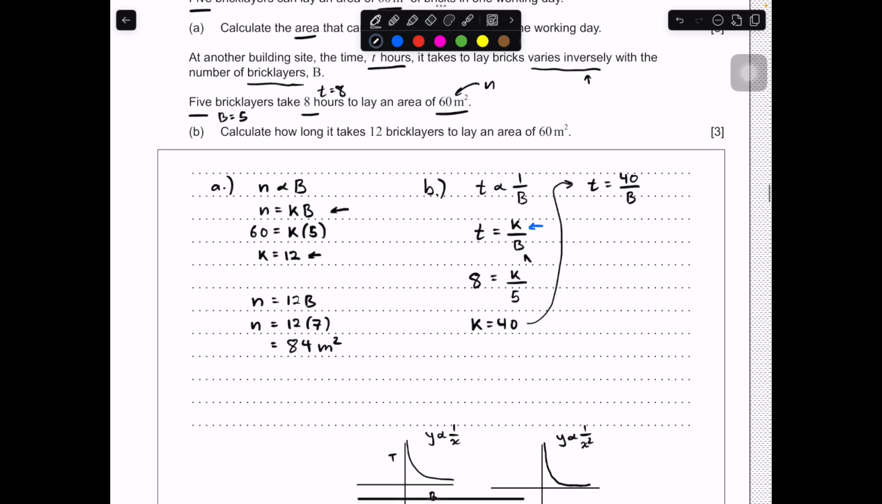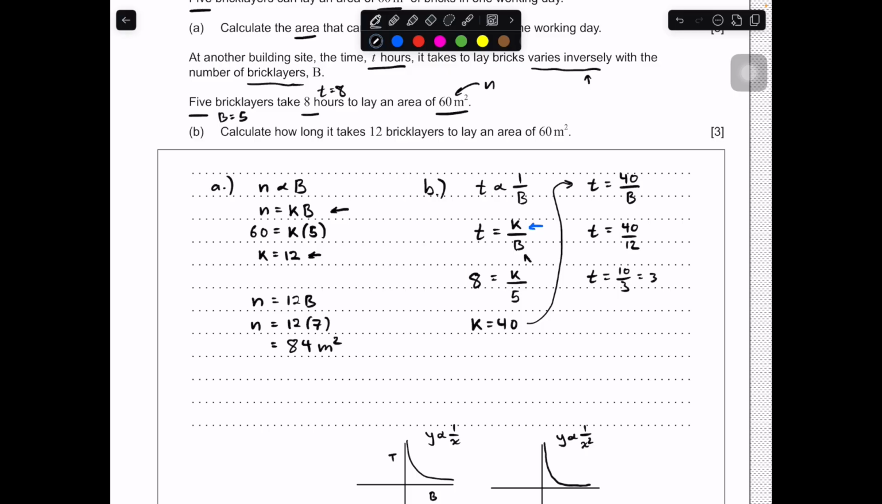So let's calculate how long it takes for 12 bricklayers to lay an area of 60 meters cubed. T is equal to 40 over 12. So 40 divided by 12. I guess we can simplify this. Divide both the top and the bottom by 4. T is equal to 10 over 3. They don't actually ask us to write it in minutes or hours, so I believe this would be okay. 40 over 12, 10 over 3.